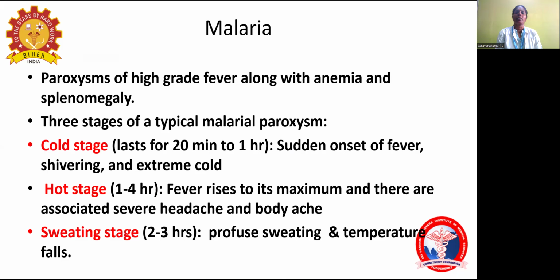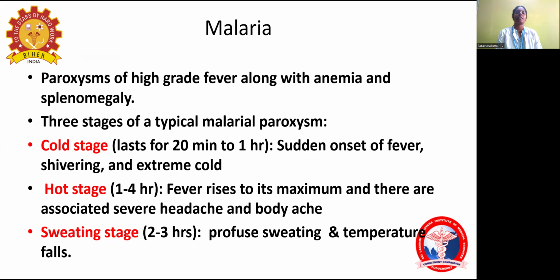In the fever stage, the fever may reach the maximum. This fever is always associated with severe headache and body ache. The sweating stage lasts 2 to 3 hours. The patient will complain of profuse sweating and the temperature falls. So malaria has three stages: one is the cold stage, followed by the hot stage, followed by the sweating stage.